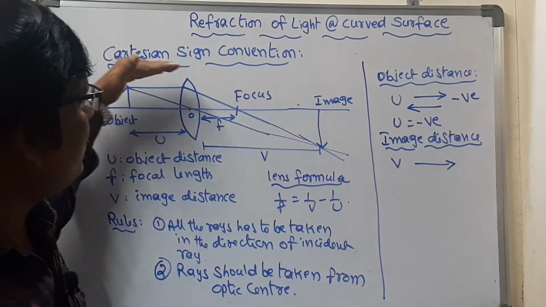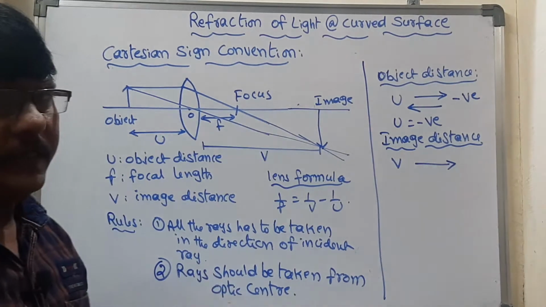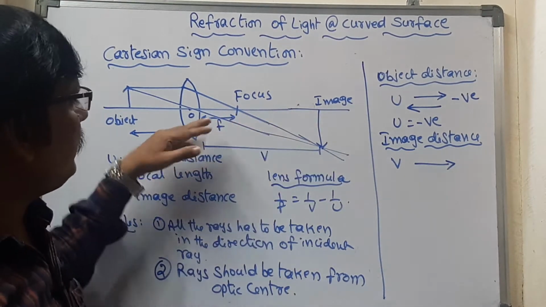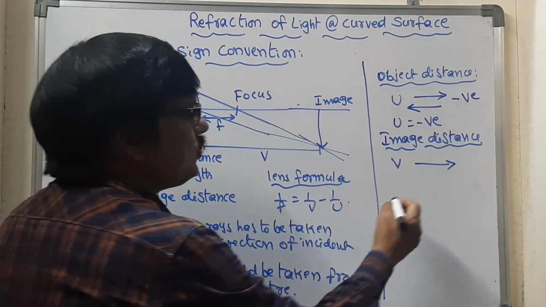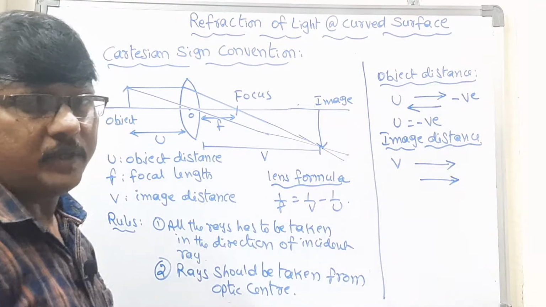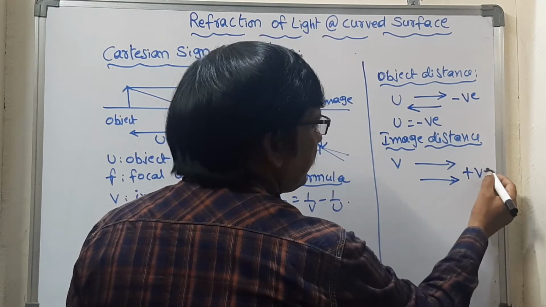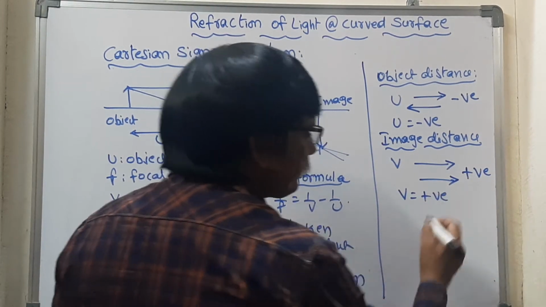Did you get it? The rays have to be taken in the direction of the incident ray. The incident ray is traveling towards the lens, and from the lens it is traveling again that side, so left to right. The second one is the values have to be taken from the optic center. The optic center is here, and so towards that side we have to take. Both are in the same direction. So then what should you take? If both are in the same direction, we take positive. And so v is equal to positive.